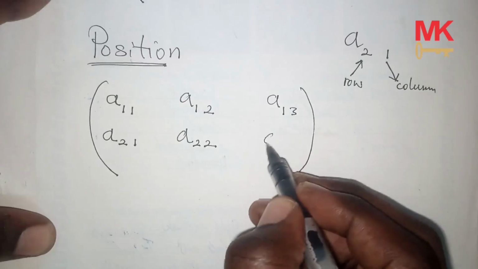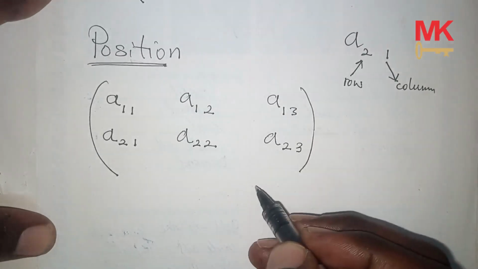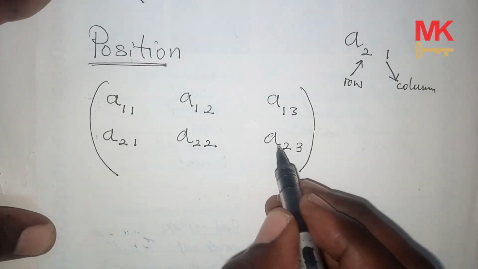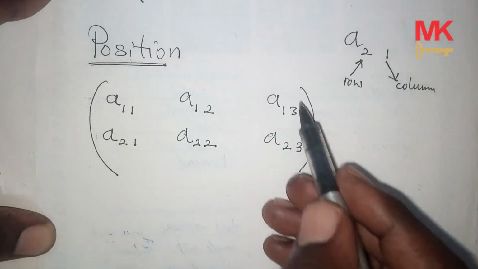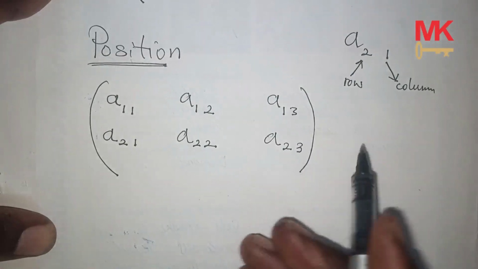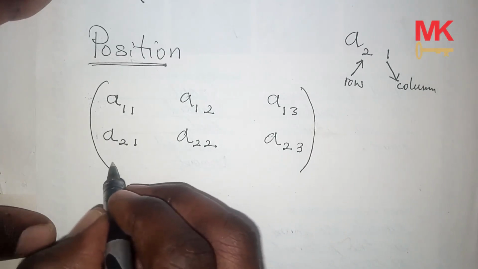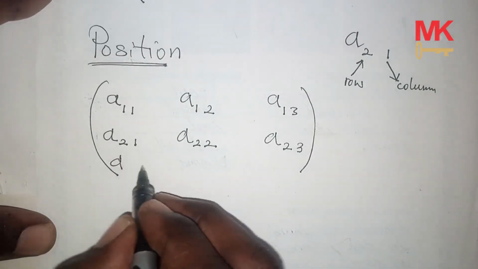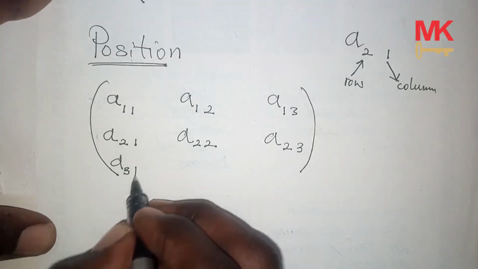And then we have A23. The same second row, this very element is in the second row. As you can see, it's on the second row, but in the third column. So we have another element. Let's say this is going to be A. What row is this? Now this is the third row and the first column, A31.